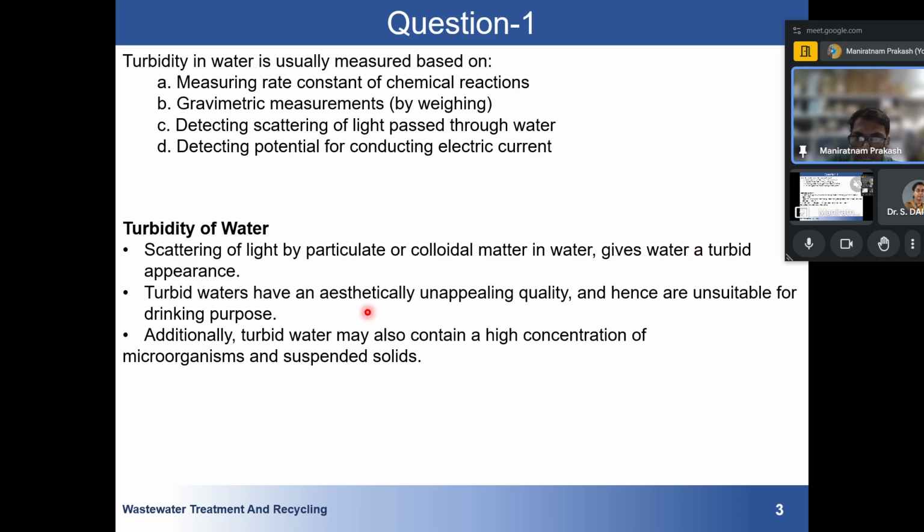Turbid water has an aesthetically unappealing quality and hence is unsuitable for drinking purposes. Here I am talking in the most common way. I'm not categorizing as wastewater or water, I'm just talking in a generalized way. If you see water which contains some kind of colloidal particles, that will scatter light and give a turbid look, and it might be of some other color as well.